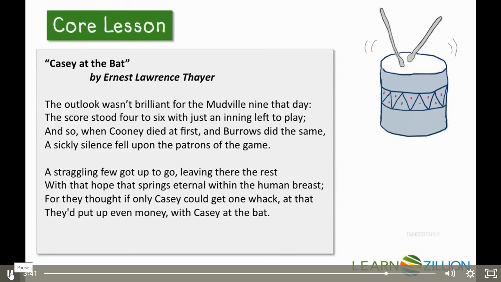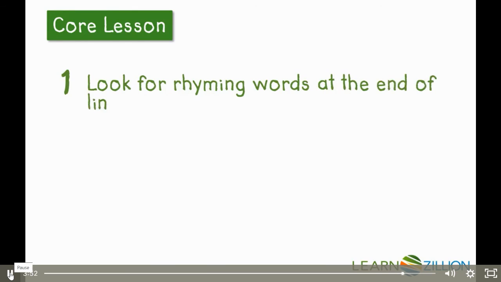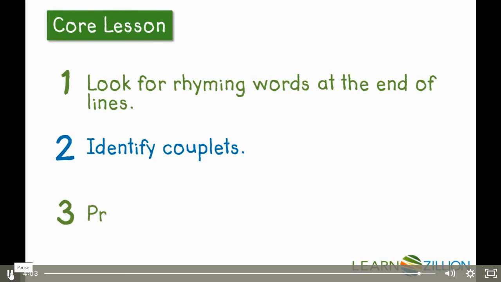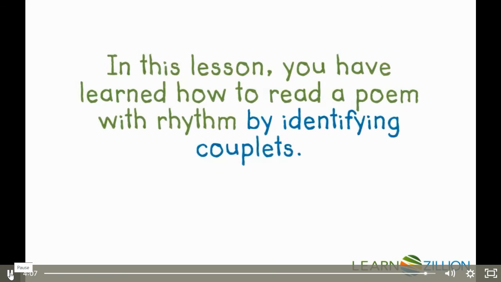I read each couplet with a similar rhythm and I emphasized the rhyme. So when you want to read a poem with rhythm, first look for the rhyming words, which are likely at the end of each line. Then see if you can identify any couplets. Remember, a couplet is two rhyming lines of poetry. Then you can prepare to read the poem with good rhythm. In this lesson, you have learned how to read a poem with rhythm by identifying couplets.